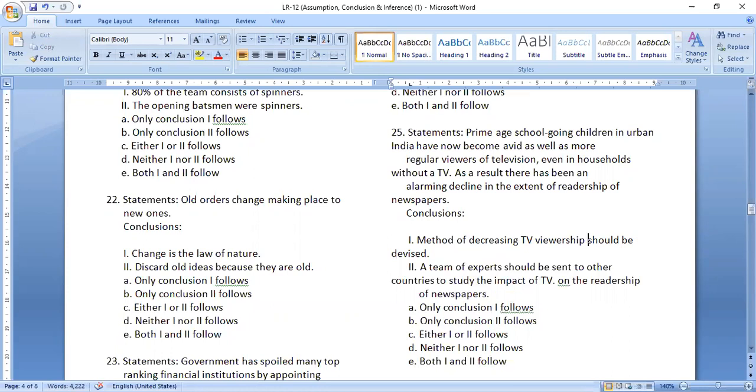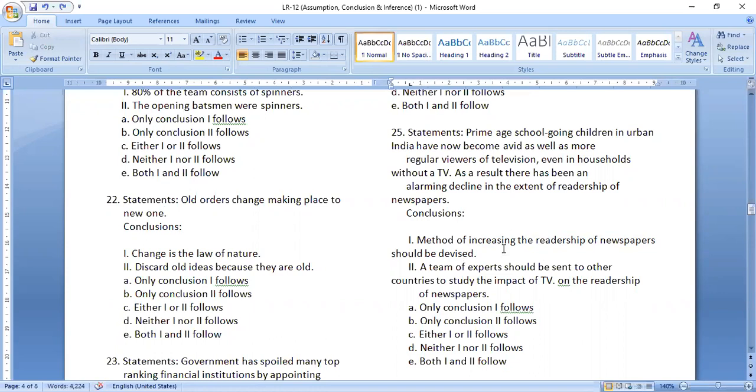Or maybe that also might not fit, because just by reducing the amount of TV viewership, it's not necessary that newspaper readership will go up. What I'm trying to say is, I don't know how to put it. I'll just think and I'll get back to you. Sure, there's no problem. Okay, fine.